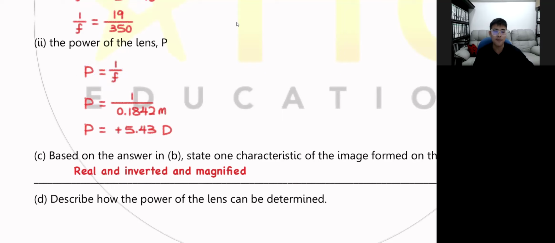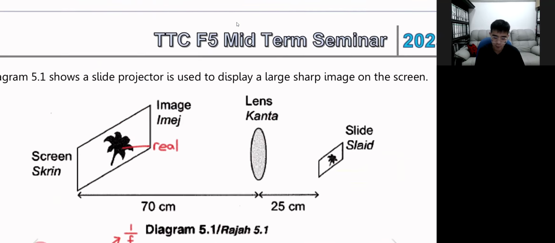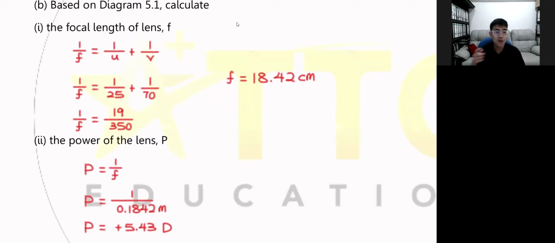So that means if you want to determine the power of a lens, you need the focal length. But if you want the focal length, what do you need to do? What do you need to do to get the focal length of the lens? You need the object distance and also the image distance, right?